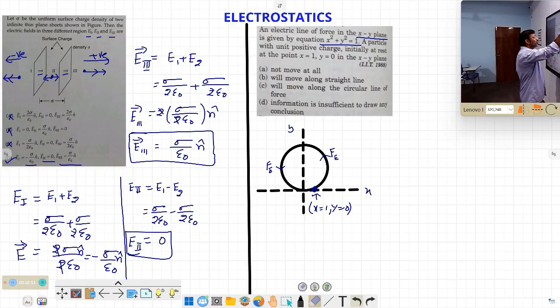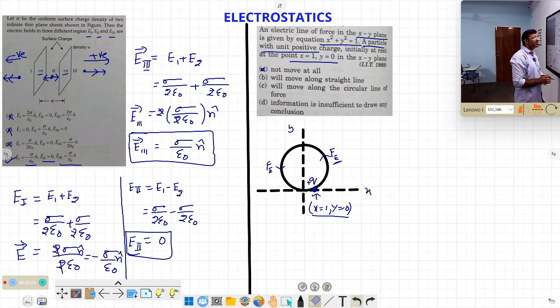Now what is given here? A particle with unit positive charge, initially at rest at the point x equal to 1, y equal to 0. That means at this point we have taken a positive point charge, at the position x equal to 1, y equal to 0. Then what happens in that plane? The first option says it will not move at all. Anyway, the electrostatic force applies a force on the charge, so the charge will move. First condition, so the first option is not correct.